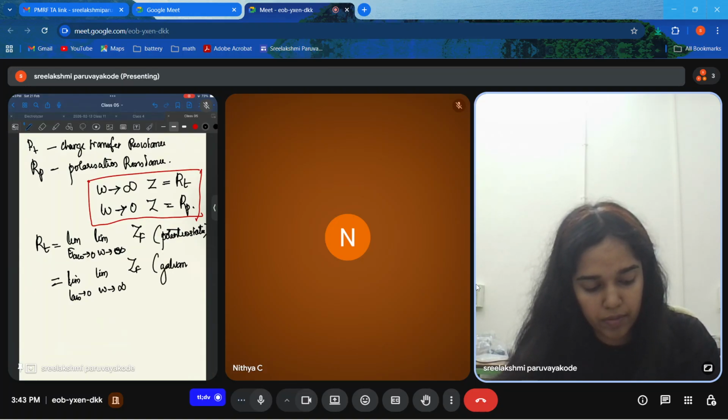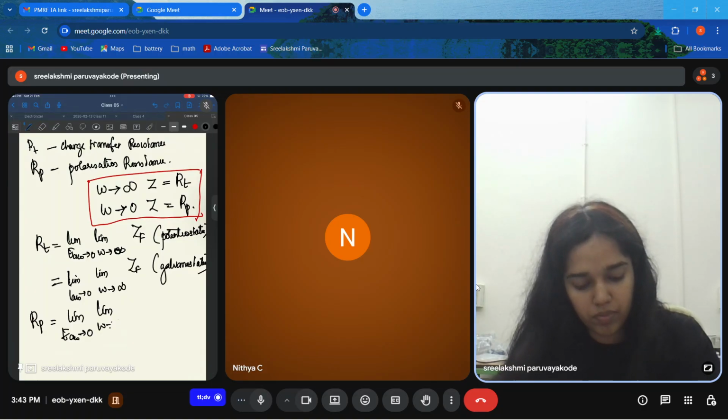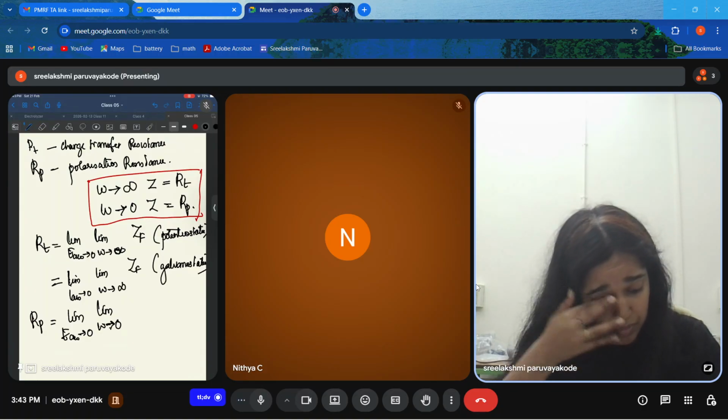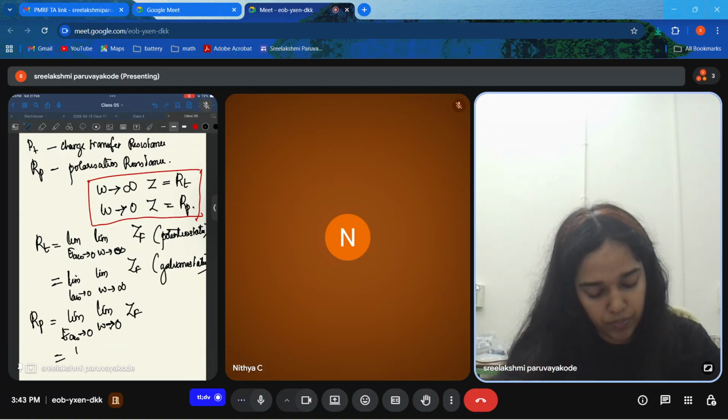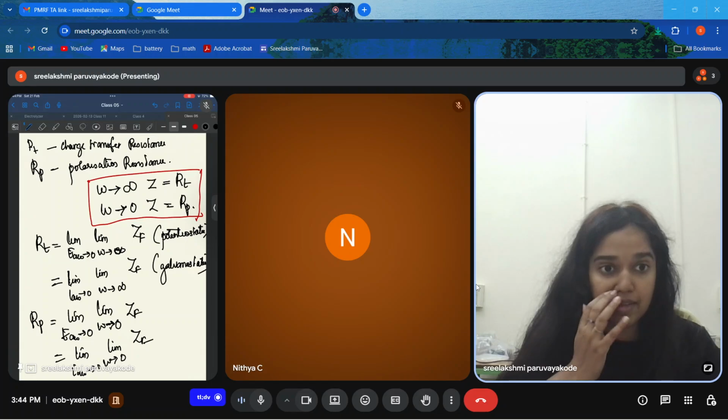this is galvanostatic. Same way with RP: E AC naught tends to 0, then limit omega tends to 0, whatever you get, that is the RP value. Then I AC naught tends to 0, limit omega tends to 0, Z. This value is called the polarization resistance.